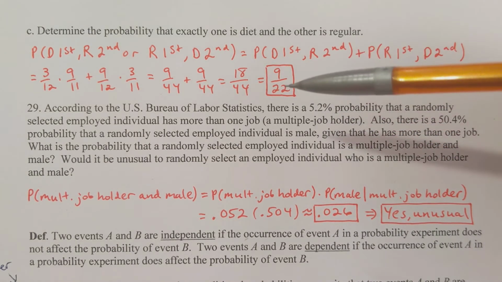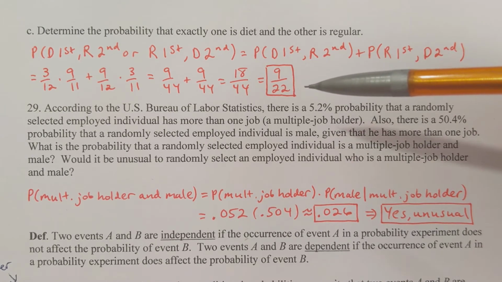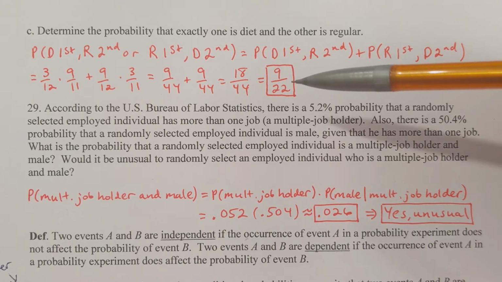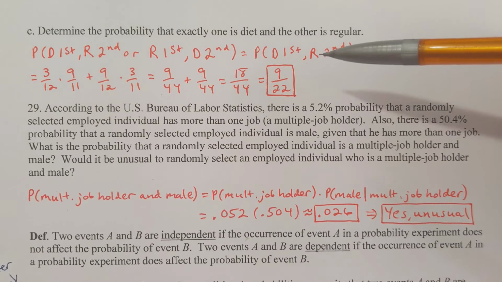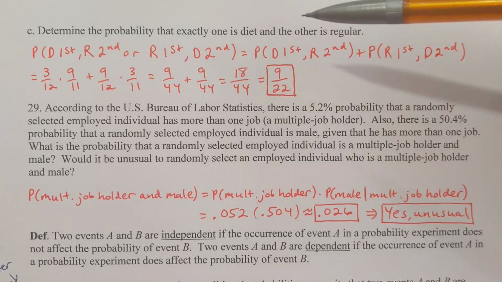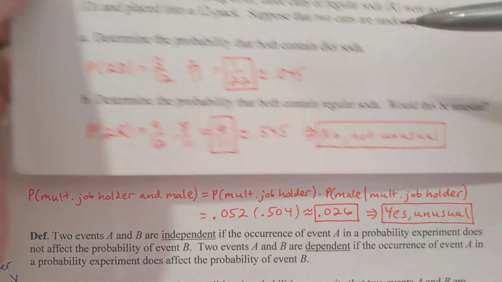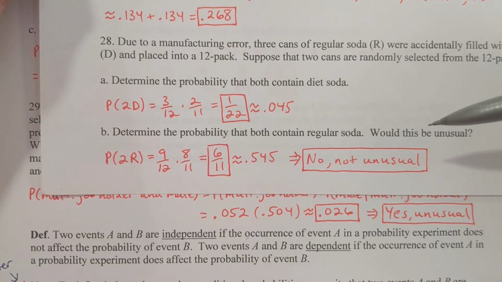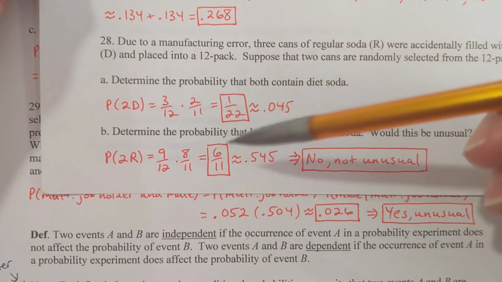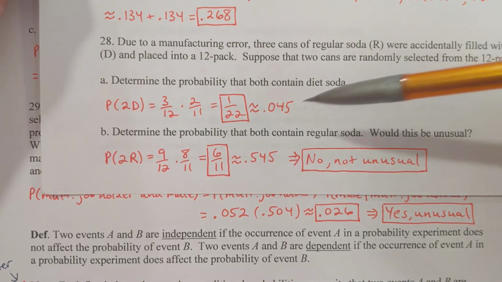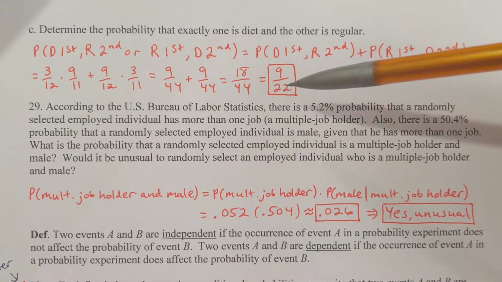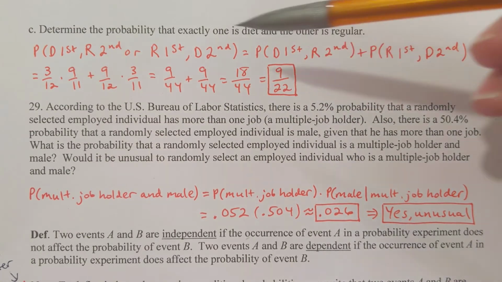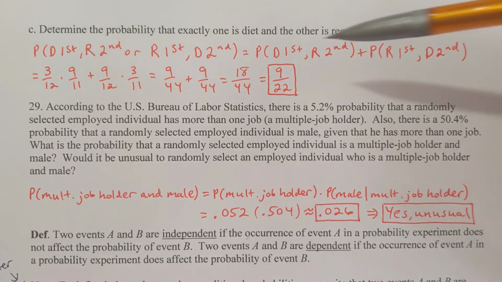By the way, another way to do this problem, and I'm not sure it'd be any easier, is to use the complement rule. If I want to look at the ways to select one diet and one regular, that means they're both not going to be diet and they're both not going to be regular. So I could use the complement rule and take 1 minus the sum of these two answers. I'd still get the same thing, because if they're not both diet and not both regular, then one is diet and one is regular, or one is regular and one is diet.